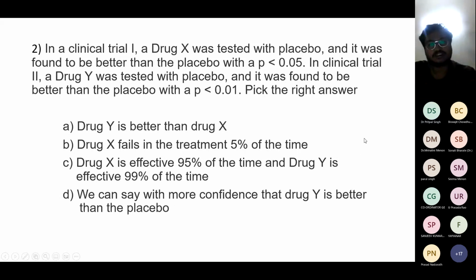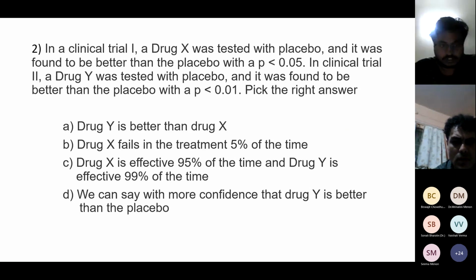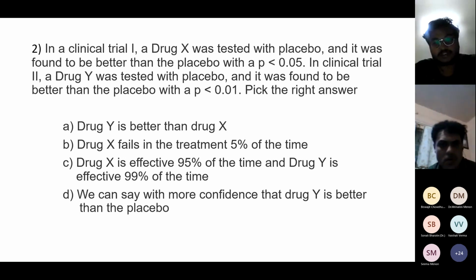The second question is, in a clinical trial 1, a drug X was tested with a placebo, and it was found to be better than the placebo with a p-value of less than 0.05. In clinical trial 2, a drug Y was tested with placebo, and it was found to be better than the placebo with a p-value of less than 0.01. We have to choose which one of the options is right. The first option is drug Y is better than drug X. Second option is drug X fails in the treatment 5% of the time. Third is drug X is effective 95% of the time and drug Y is effective 99% of the time. The fourth option is we can say with more confidence that drug Y is better than the placebo.